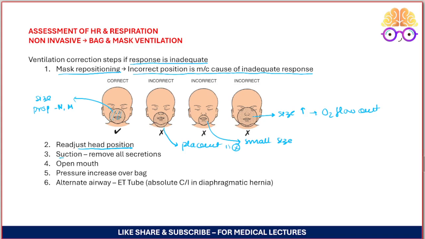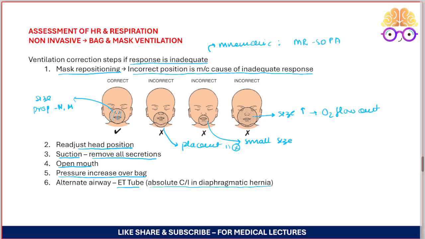And then suction, remove all the secretions if there are any available, open the mouth, and pressure increase over the bag in bag and mask ventilation. And the alternate airway is the ET tube, the endotracheal tube, and the endotracheal tube is absolutely contraindicated in diaphragmatic hernia. So these are the 6 points which you need to remember. And I guess there is a mnemonic for it, which is MR SOPA.